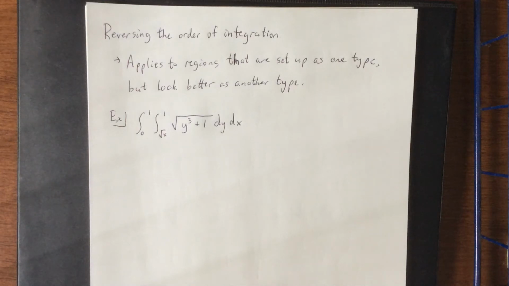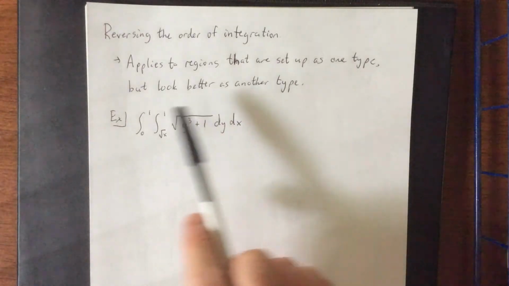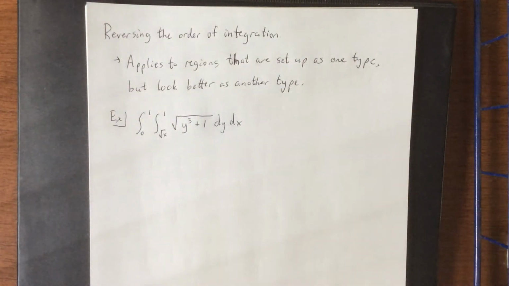So to round out this section, I want to talk about one more type of problem. This is where a double integral has already been set up for you as either type 1 or type 2, but it should have been set up as the other type. So the process is referred to as reversing the order of integration. Again, this applies to regions that are set up as one type, either type 1 or type 2, but look better as the other type, either type 2 or type 1, respectively.